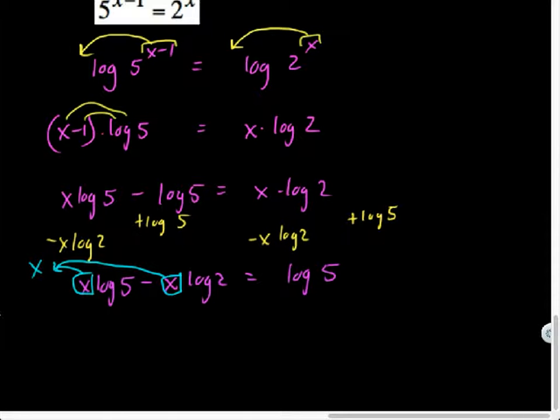Ooh, man, I'm running out of space. So that's x times log of 5 minus log of 2 equals log of 5. So what is log 5 minus log 2? It's just some number, right? So if this said 3x equals some number, what would you do to solve both sides? How would you get rid of the 3 in front of the x?